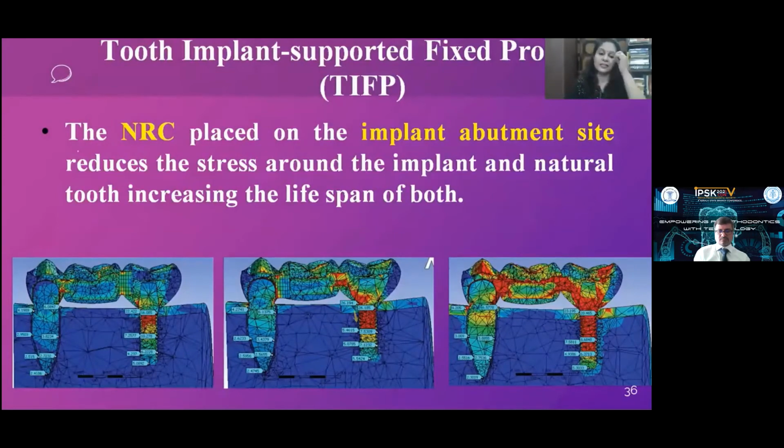In this particular study, they have done finite element analysis in 3 different configurations of TIFP. In the first model, a non-rigid connector was used near the implant site, in the second model, they used a non-rigid connector near the natural tooth, and in the third model, it is a rigid connector. And they have concluded that the non-rigid connector placed on the implant abutment site reduces the stress around the implant and the natural tooth, increasing the lifespan of both.